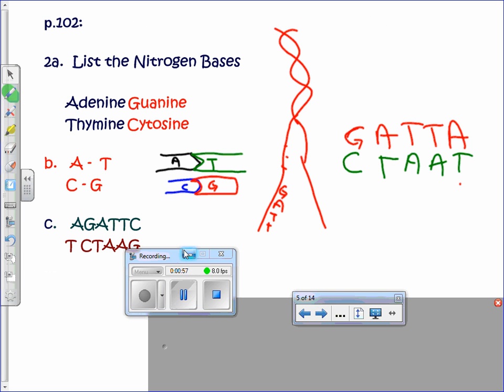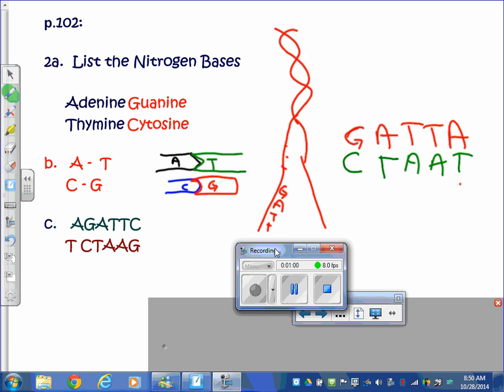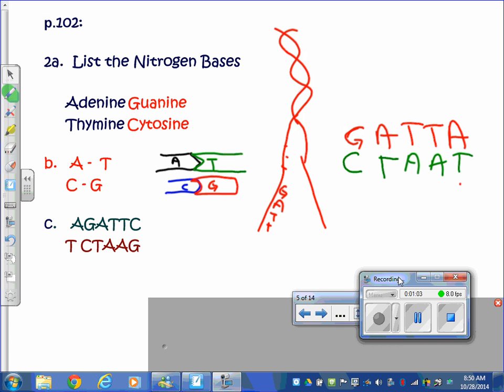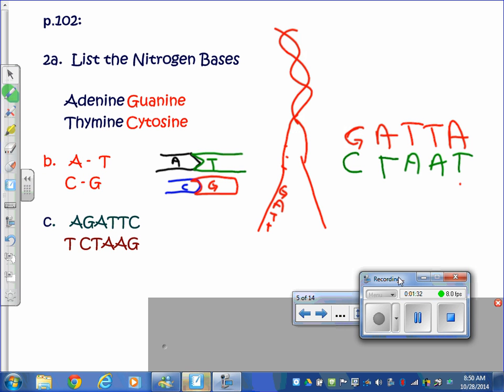So 2A said list the nitrogen bases. And so the nitrogen bases, you can find that right there in the reading, right? What are the nitrogen bases of DNA? Adenine, guanine, thymine, and cytosine. Okay? Then number 2 says which one matches with which, basically. They say it in a much more confusing way, but A always matches with T, adenine always matches with thymine, and cytosine always matches with guanine.